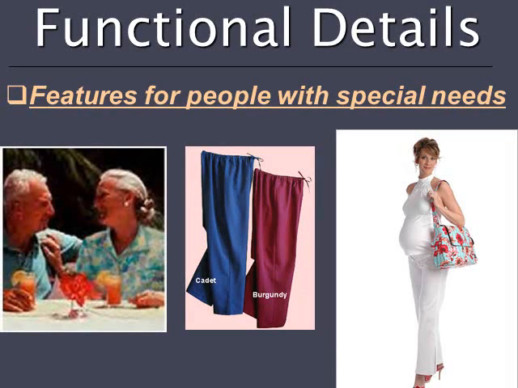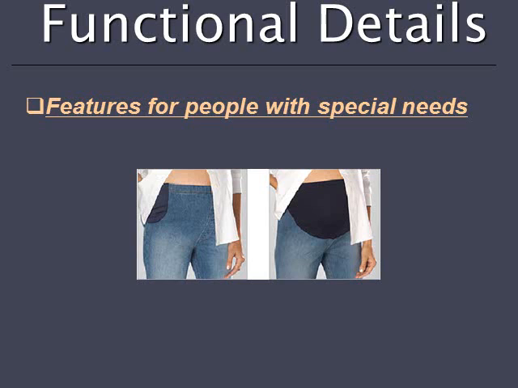And lastly, features for people with special needs. If anybody is in a wheelchair, their pants will sometimes have a higher rise in the back to help accommodate for the sitting posture. And then obviously your maternity wear will come with special features. Here's an example of two different styles to approach maternity wear. You can do a side panel here, and then you could also choose to do a panel across the front. It's just two different variations to accommodate pregnancy.